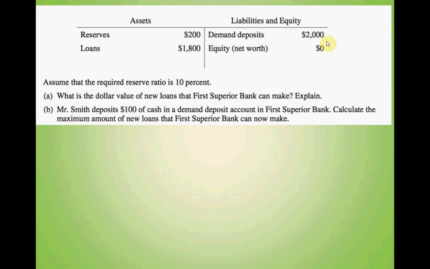So 2,100. But then assets does not equal liabilities, right? So we have to figure out this problem here because these two things should be equal to each other. So this went up by $100, but you have to do some math trickery over here. Well, $100 goes into demand deposits.